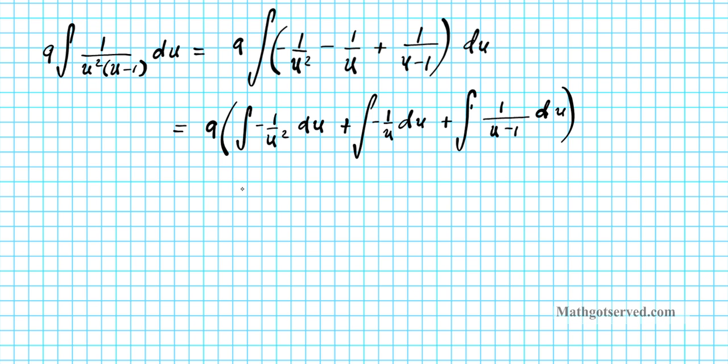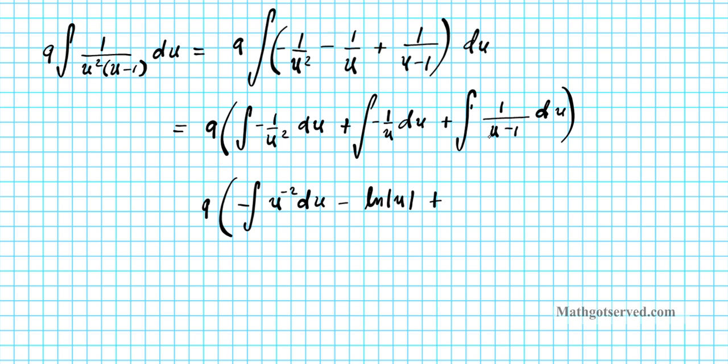-1 over u, so let's rewrite this as the integral of, we can factor out the negative, u to the -2 du, which makes it easier to integrate. And then minus, the antiderivative of 1 over u is the natural logarithm of the absolute value of u, plus this one, for this one we can use the u substitution here.